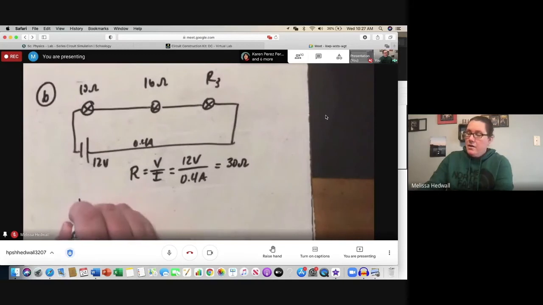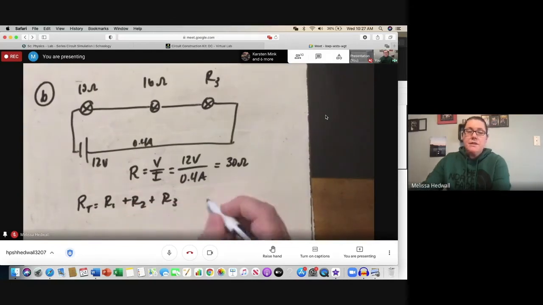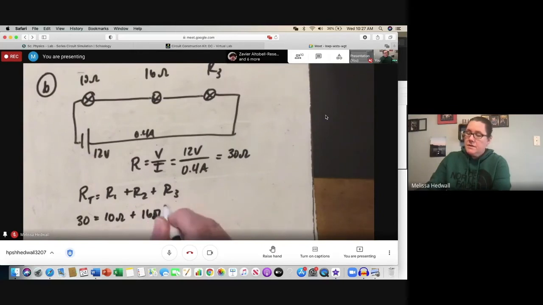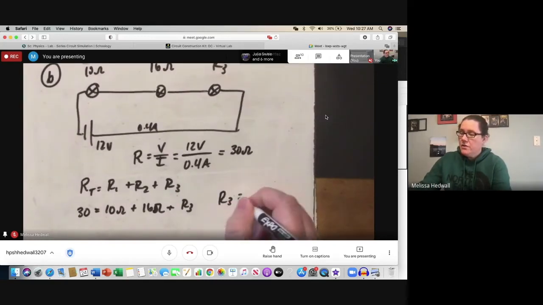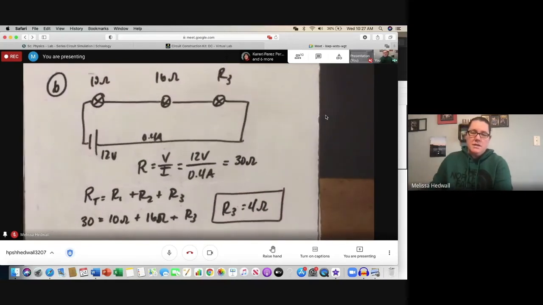Well, we know that our resistance, RT, is equal to R1 plus R2 plus R3. So in this situation, that means that RT is 30 equals 10 ohms plus 16 ohms plus R3. So 10 plus 16 is 26. In order to get 30, we would need 4. So R3, the one we're looking for, is 4 ohms. That's all we're looking at on number 6.